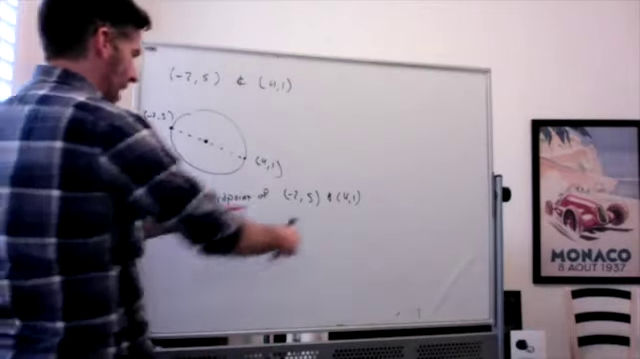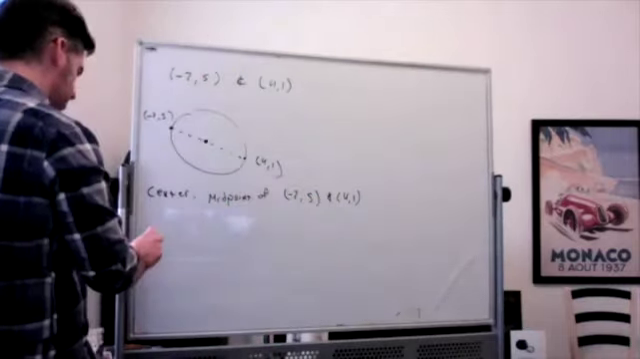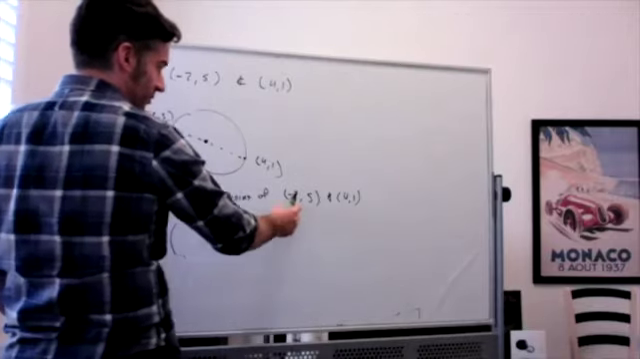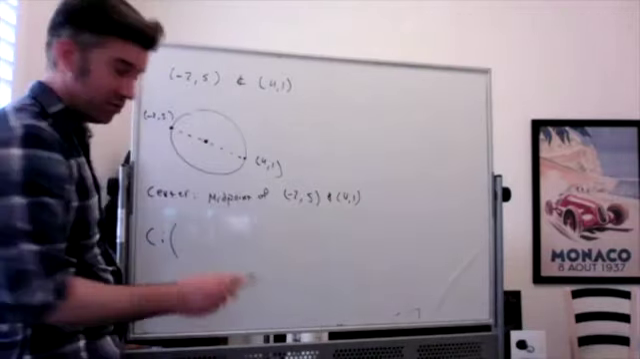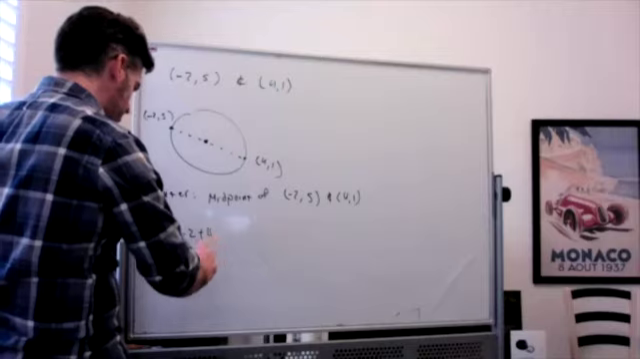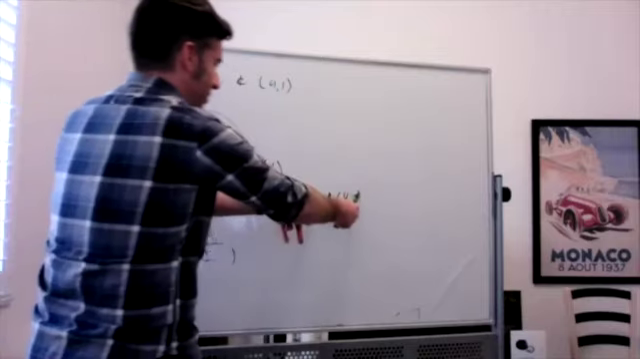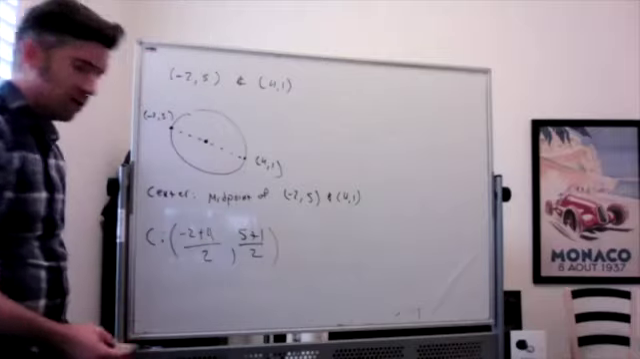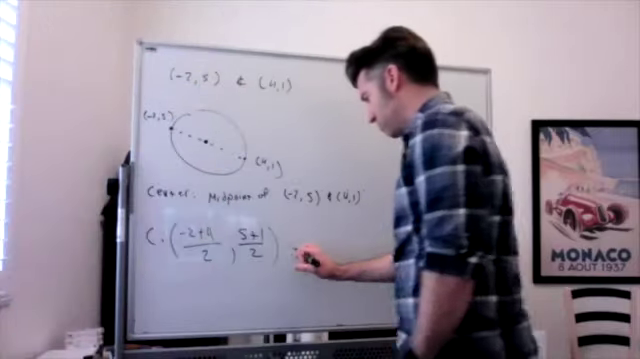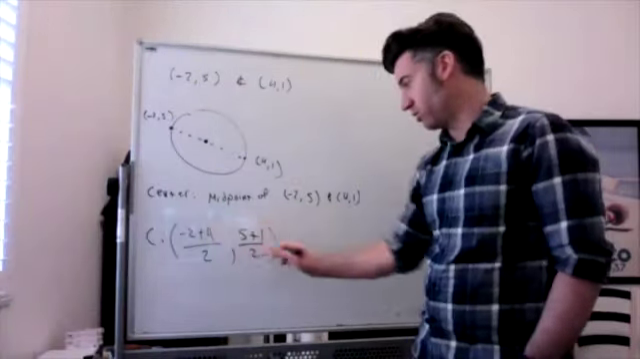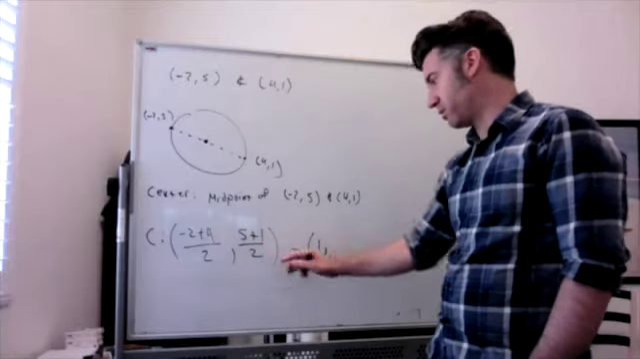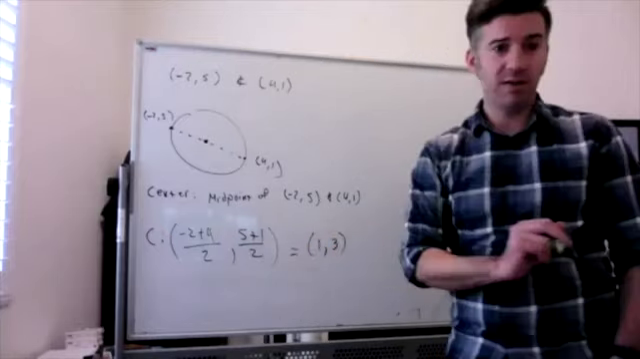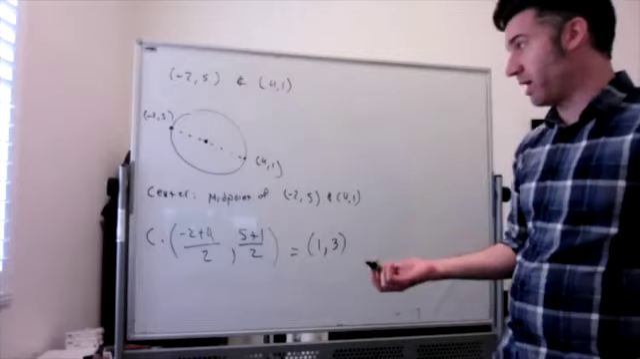So I'm going to take the average of the x's, which is going to be -2 plus 4 divided by 2. I'm going to take the average of the y's, which is going to be 5 plus 1 divided by 2. And we're going to get, see, -2 plus 4 is 2, over 2 is 1, and 6 over 2 is 3. So there's our center. And then we need to find the radius.